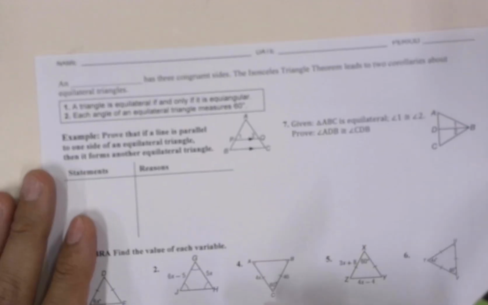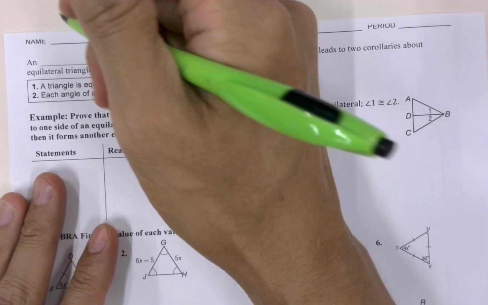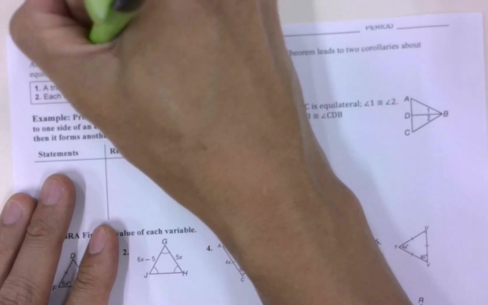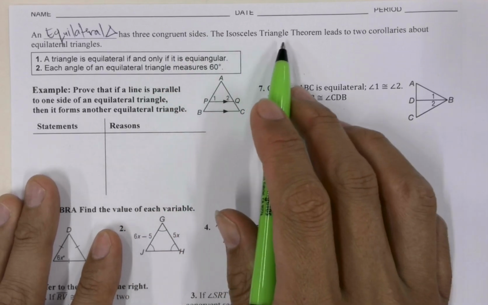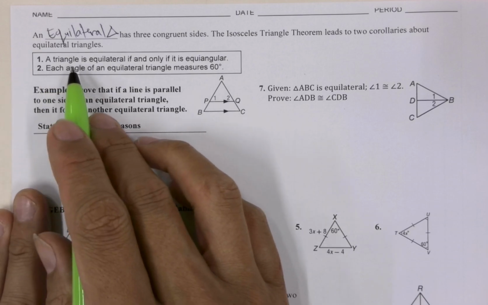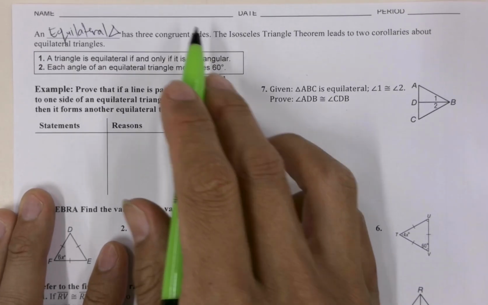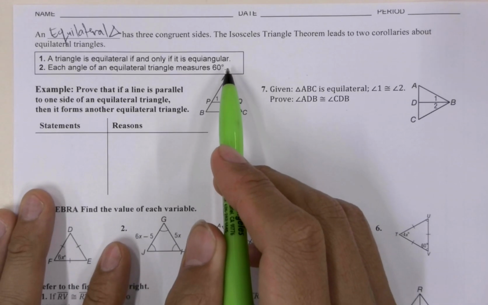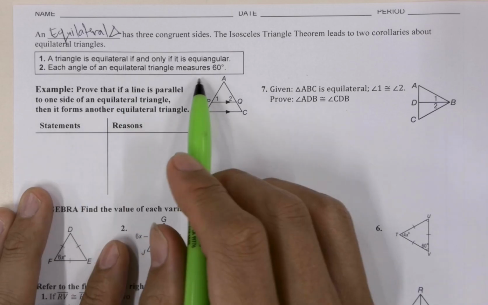So the next page here is an equilateral triangle. An equilateral triangle has three congruent sides. The isosceles triangle theorem leads to two corollaries about equilateral triangles. First, that the triangle is equilateral if and only if it's equiangular as well, which means all the angles are the same. And each angle of an equilateral triangle measures 60 degrees. Right? So an equilateral triangle is also equiangular, and each of those angles is 60 degrees.